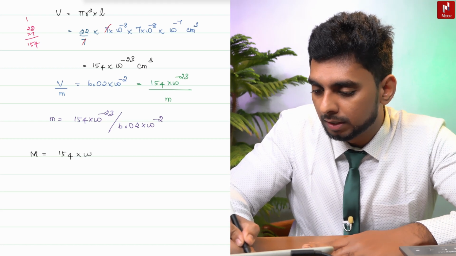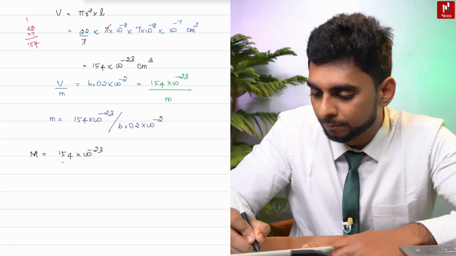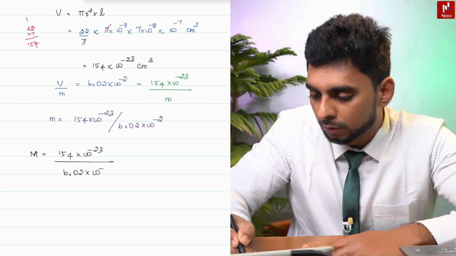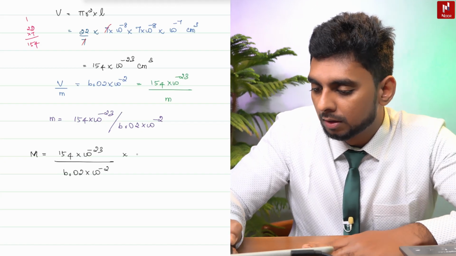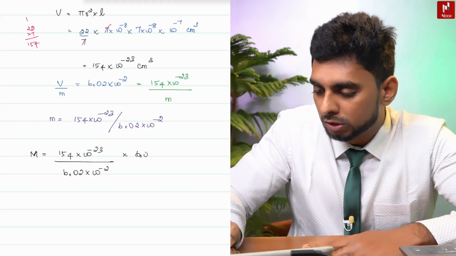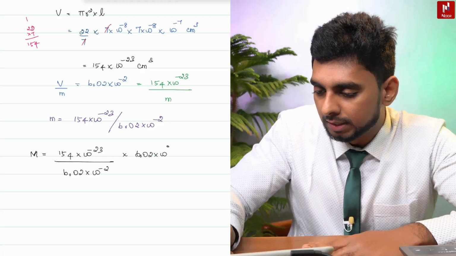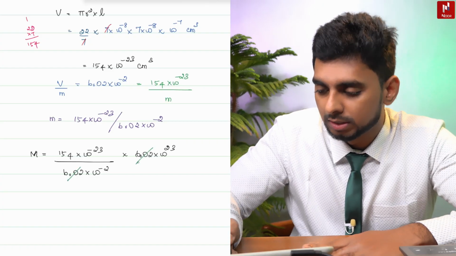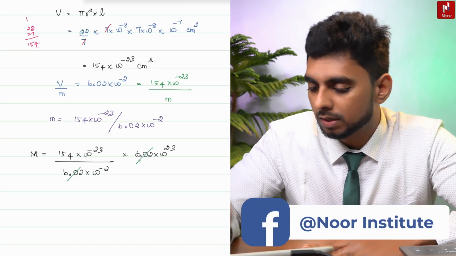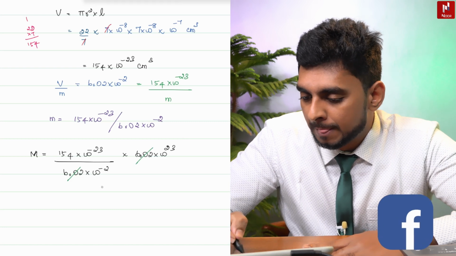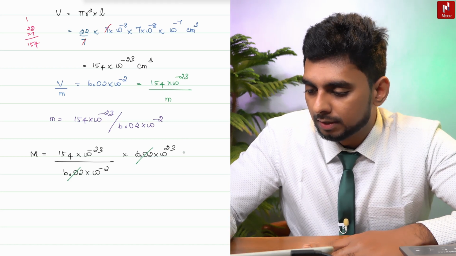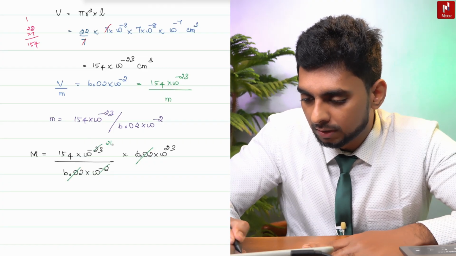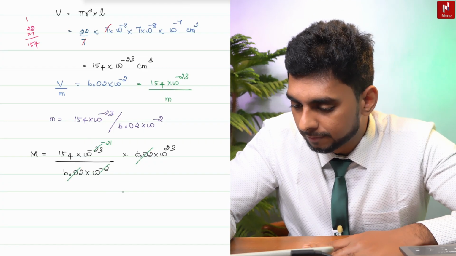So 154 into 10 power minus 23 will be in the numerator. Same way, the denominator will have 6.02 into 10 power minus 2 times the Avogadro number, which is 6.02 into 10 power 23, isn't it? Okay, now let me do the solving. 6.02 and 6.02 will get cancelled out. Then I'm just left with 10 power minus 2 and the 10 power 23, so these two will combine and you will have 10 power minus 21, isn't it?